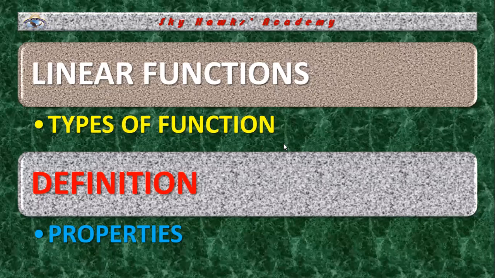Linear function, types of function, we'll talk about that. So first we will define that and we'll talk about the properties. And in the later stage, we'll talk about one-to-one function also. Now let's see. So this is the topic and now let's see the next.